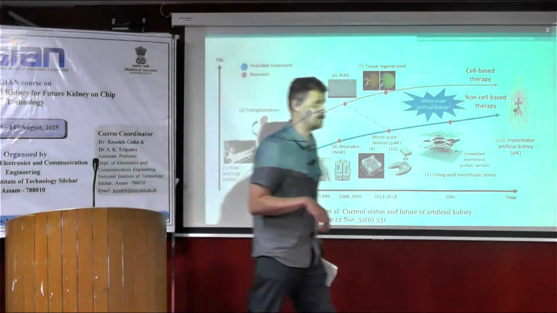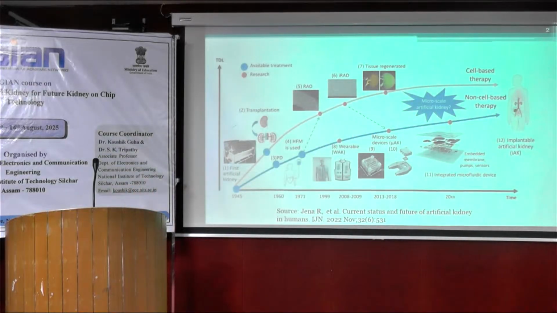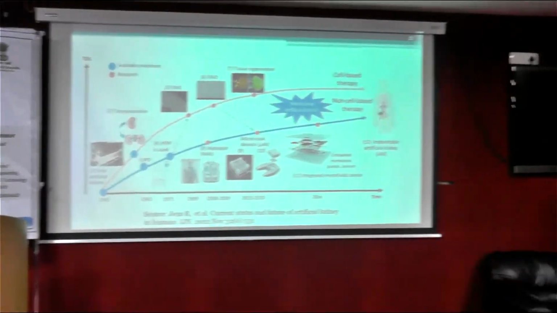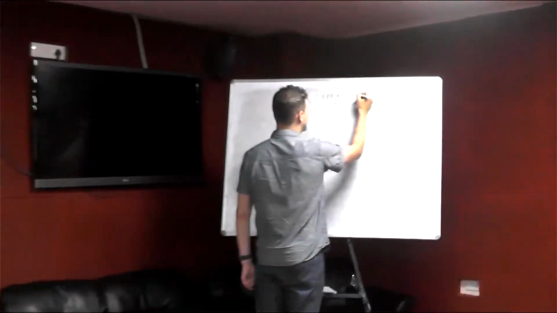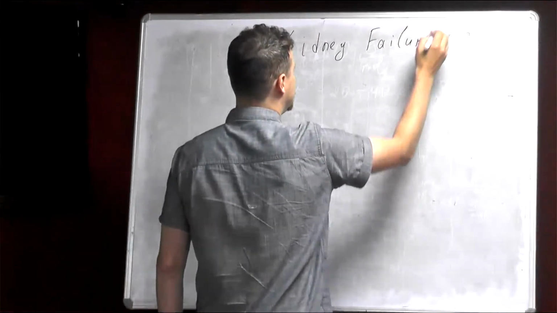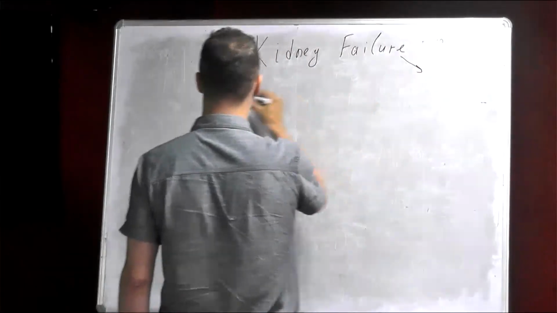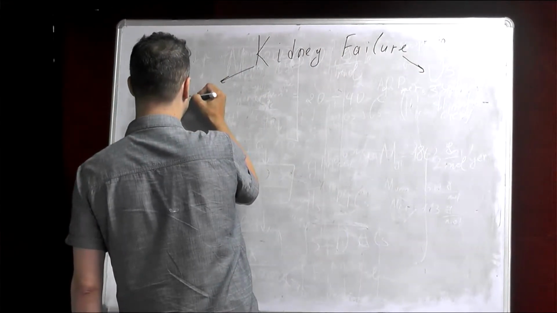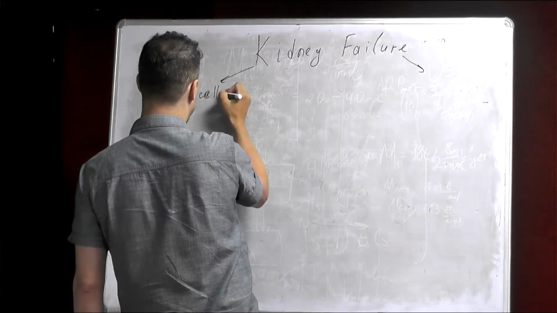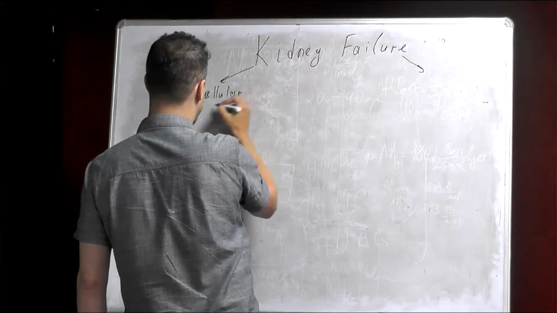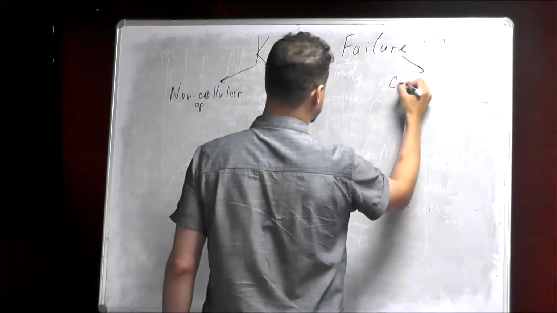And if we talk about the general approach to how people were trying to find a solution for the major problem that we call kidney failure, let's simplify that we have basically two main approaches: the non-cellular approach and the cellular approach.